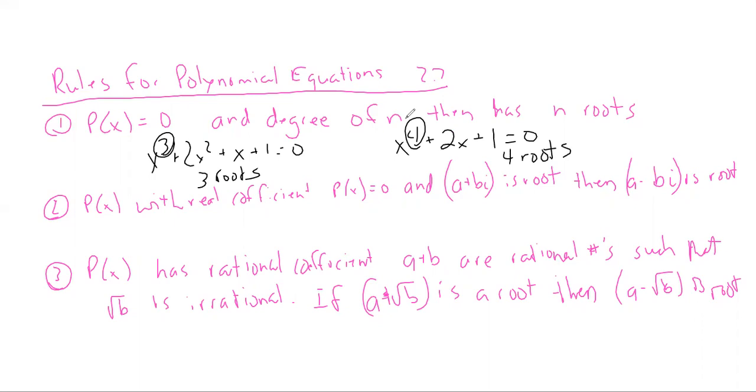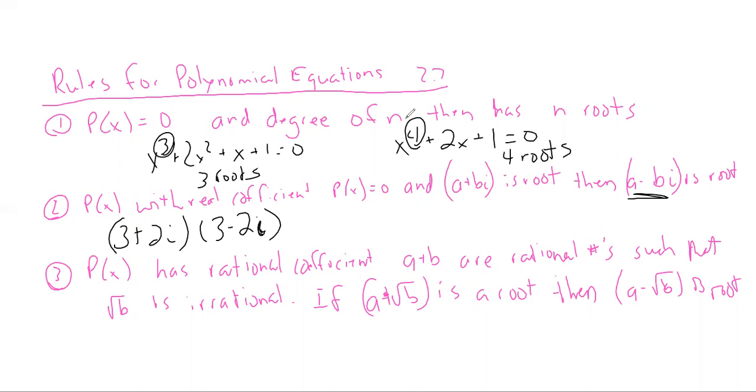Now, the next two are very similar. The first one has to do with imaginary numbers. If a plus bi is a root, so let's say that 3 plus 2i is a root, then its conjugate also has to be a root. So you're going to have 3 minus 2i. That works every time.